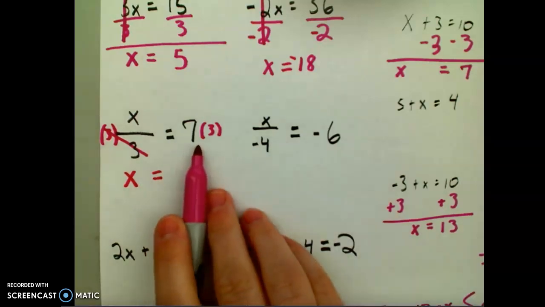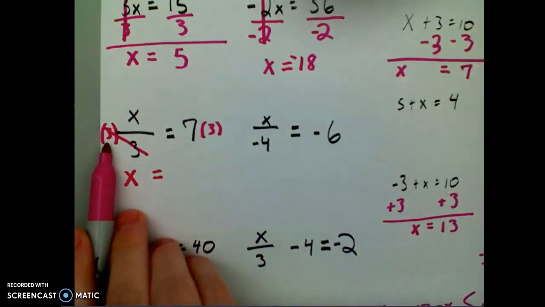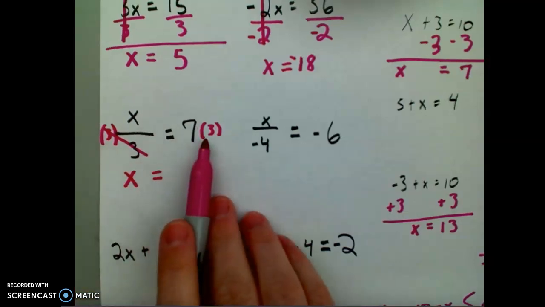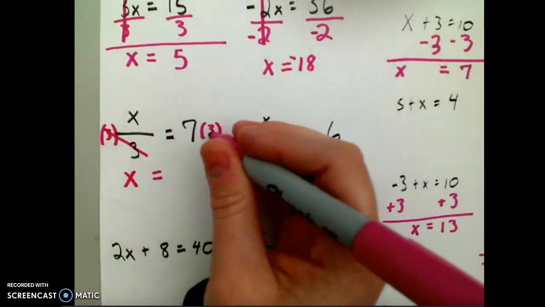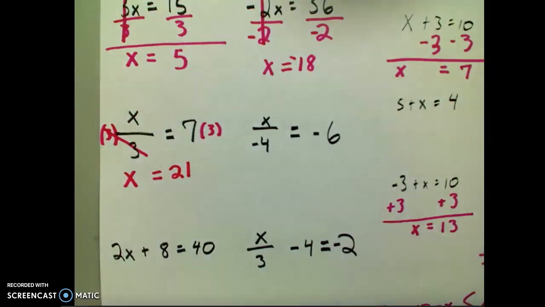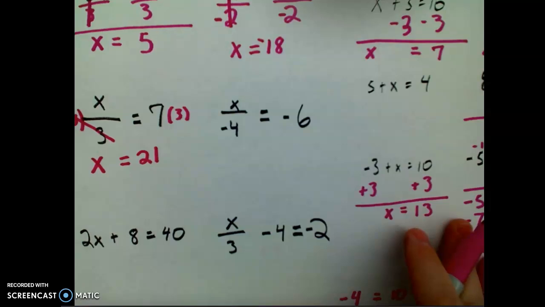On this side, I need to remember that because we are multiplying, I need to multiply on this side. 7 times 3 is 21. Ta-da! But there are negatives to consider.